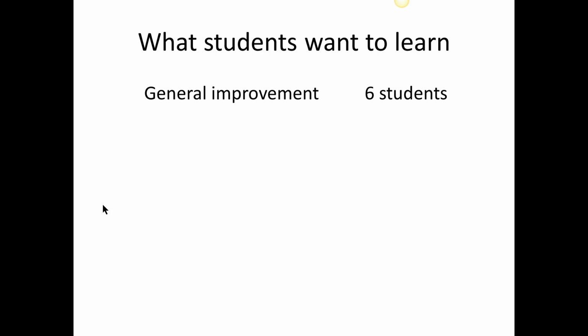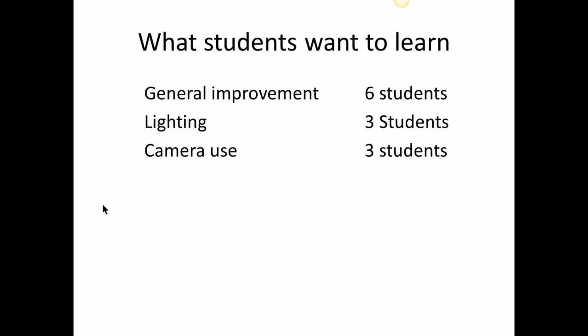Now, what did you want to learn? Well, most of you expressed a general interest in improving your ability to take good photographs. Some students mentioned lighting specifically, and lighting is an area we will cover. It's also an area that really can differentiate you as a photographer. If you know how to recognize what the lighting situations are, or in some situations create a lighting situation using artificial lights, you can get really good photographs. Three specifically said camera use, and I guess general improvement would include that as well, but camera use is something we all want to get better at.